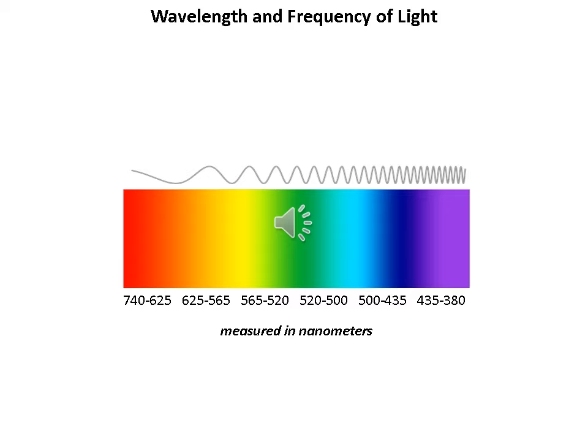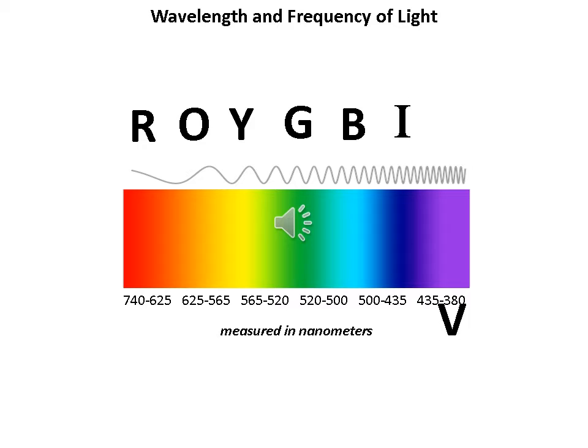We're often told to memorize the order of the colors in the visible spectrum, or the rainbow, by memorizing the mnemonic device Roy G. Biv. So R stands for red, O stands for orange, Y stands for yellow, G stands for green, B stands for blue, I stands for indigo, and V stands for violet.